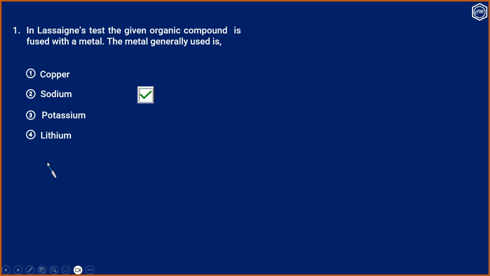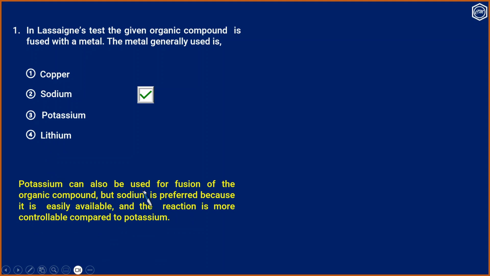But potassium can also be used for fusion of the organic compound. However, sodium is preferred because it is easily available and the reaction is more controllable compared to potassium.